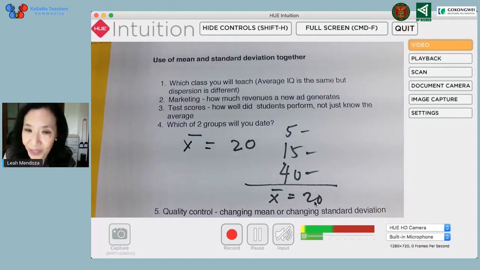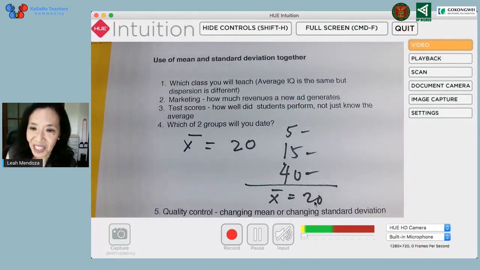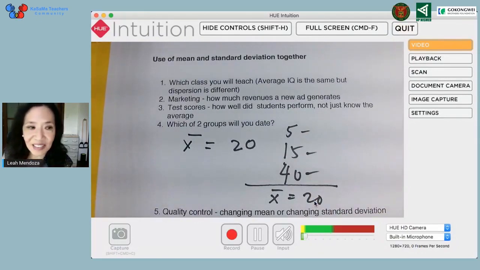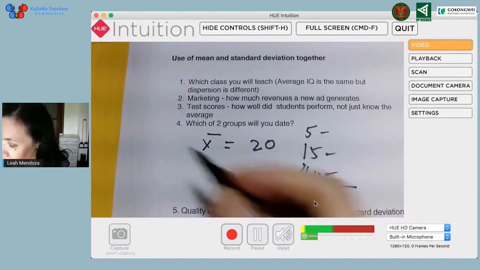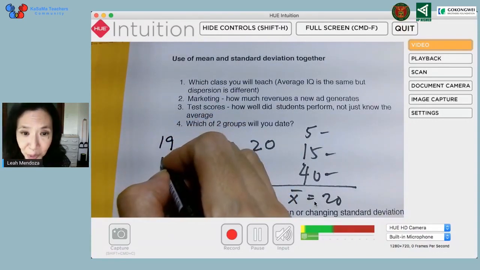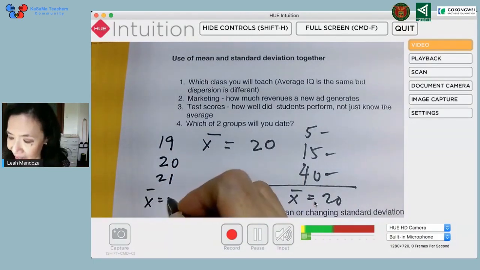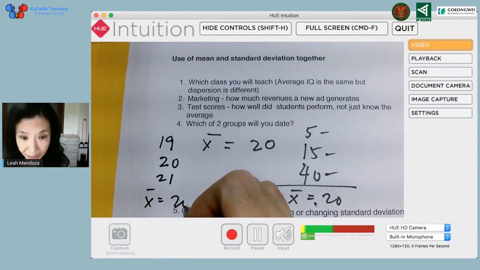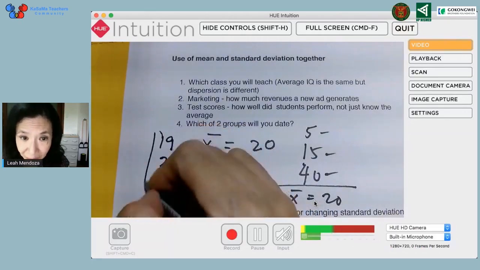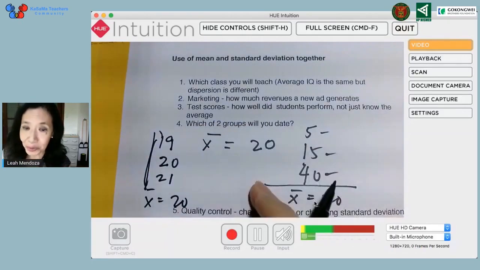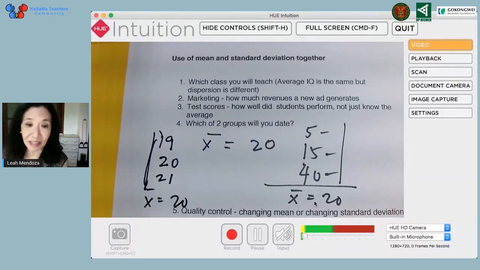If you don't care about the dispersion, you can end up with a case like this. Now I could also introduce her to three people who are age 19, 20, and 21, and the average of these three is 20. Of course, this is a better group to introduce to my student rather than someone like this.